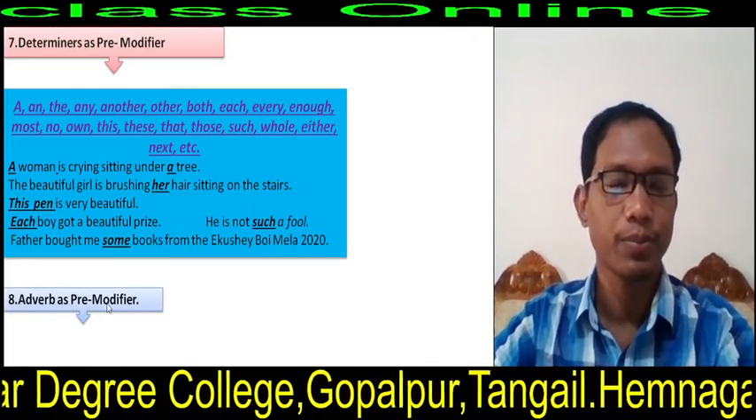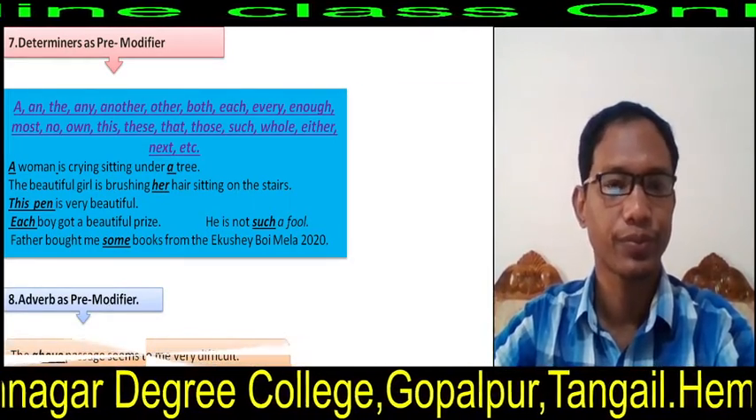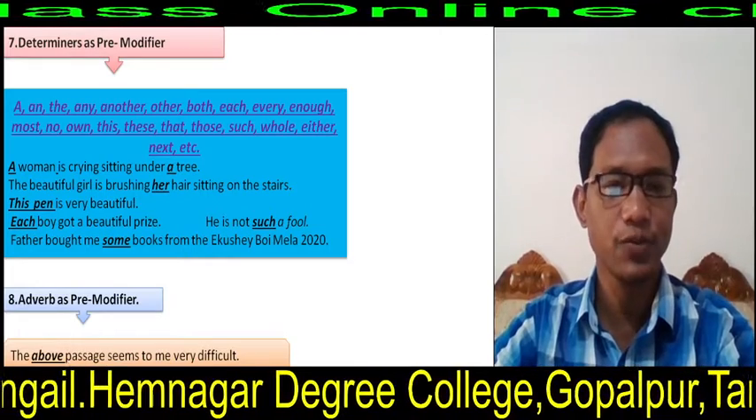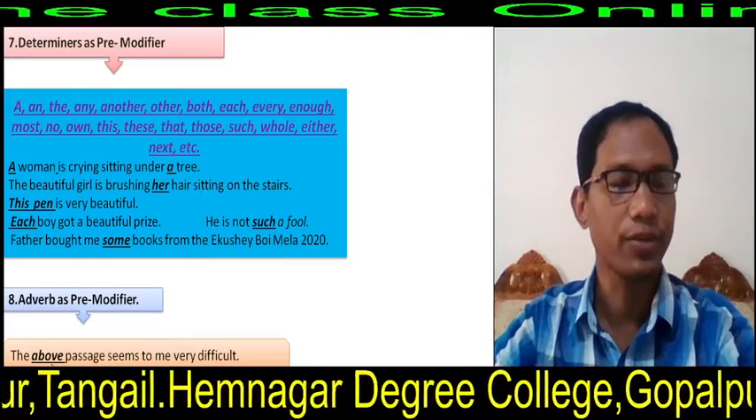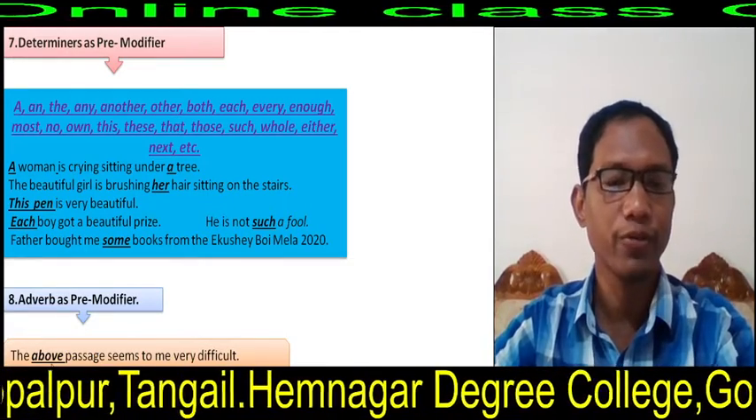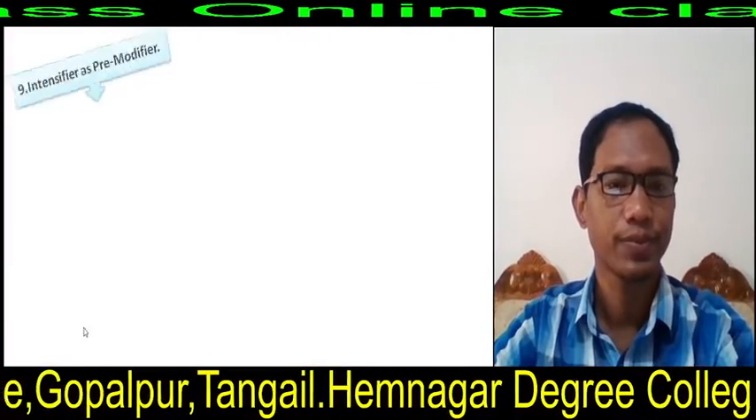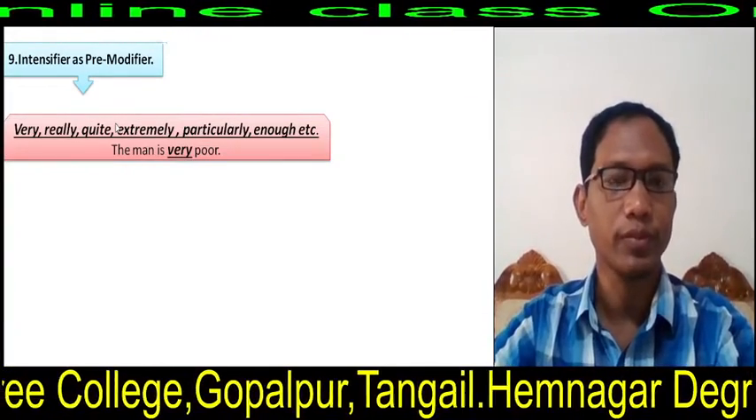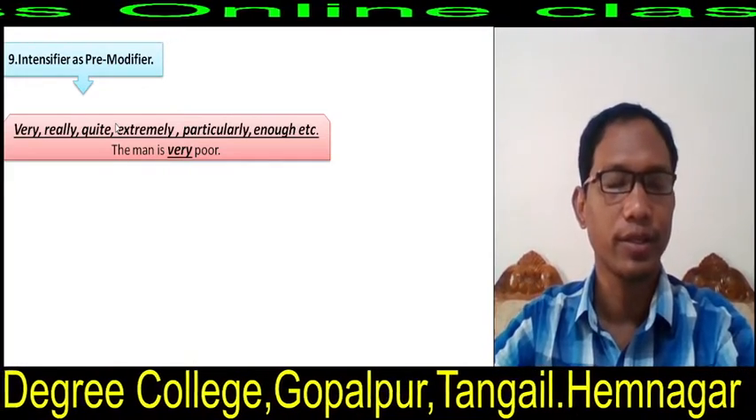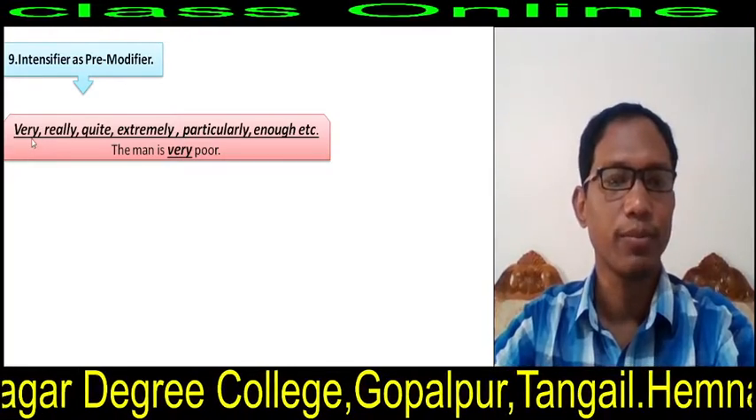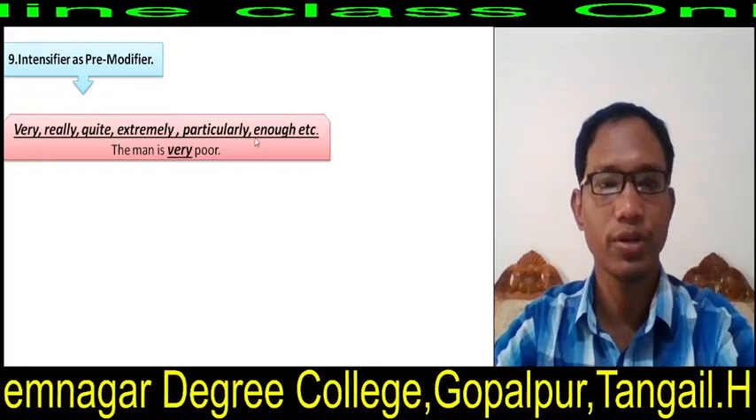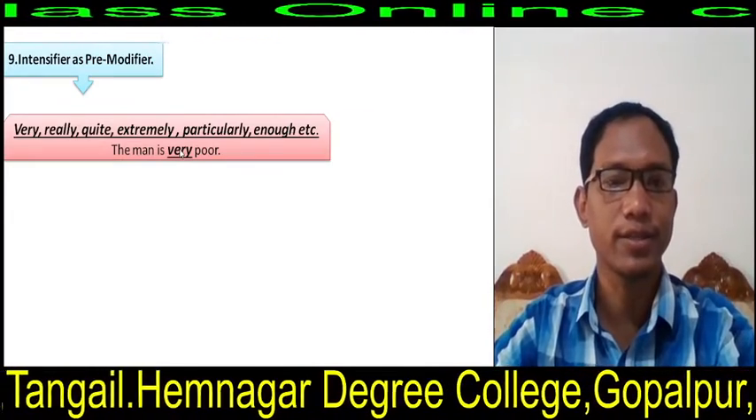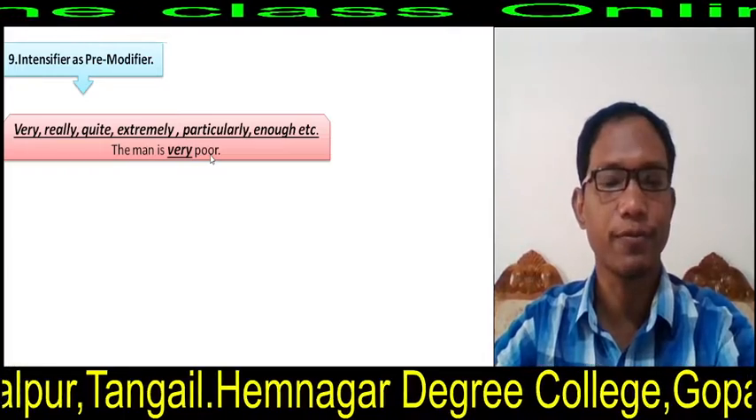Adverb as pre-modifier. For example, the above passage seems to me very difficult. Here the word above, used as an adverb, pre-modifies the noun passage. Intensifier. Intensifier refers to the words that emphasize any word. For example, very, really, quite, extremely, particularly, enough, etc. The man is very tall. Here the word very is an intensifier that pre-modifies the adjective.